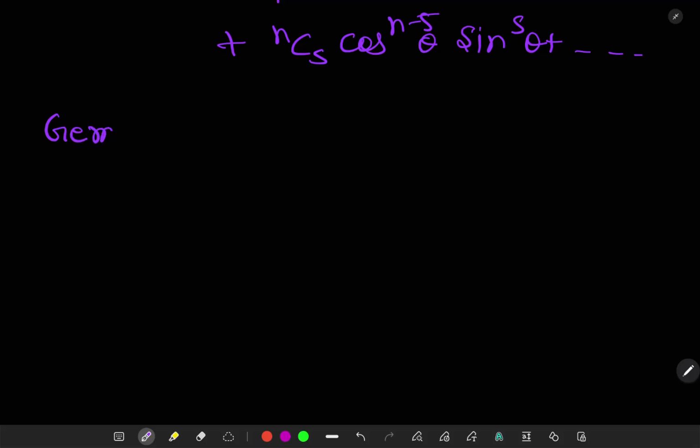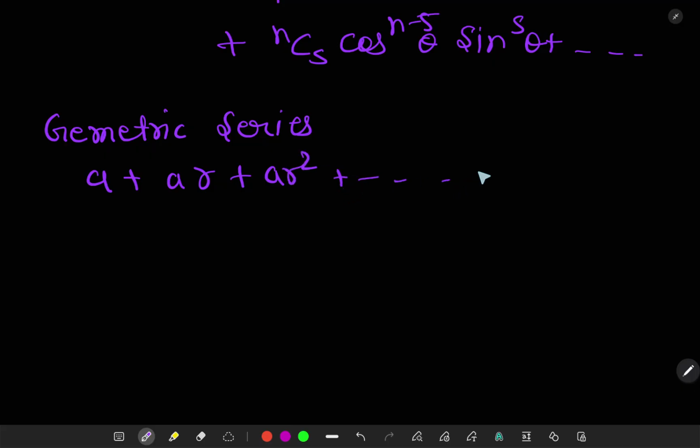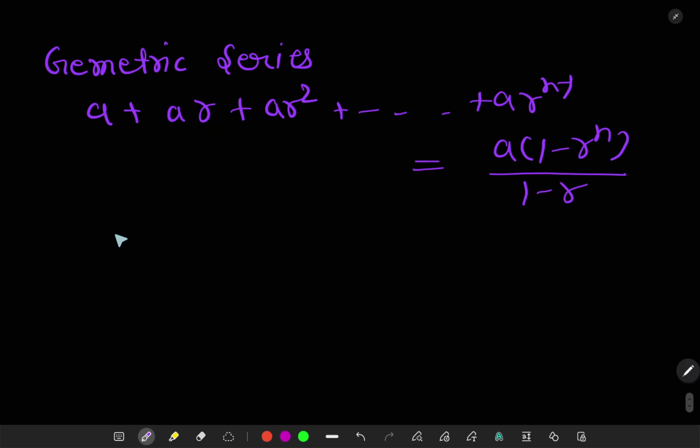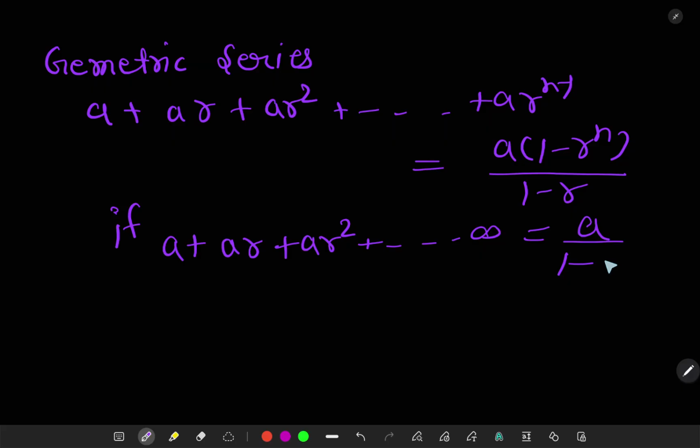Now geometric series. If this type of series is given, this sum equals to this, and if a plus ar square up to infinity goes, so it equals a divided by 1 minus r.